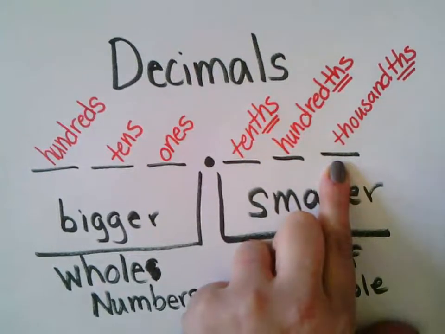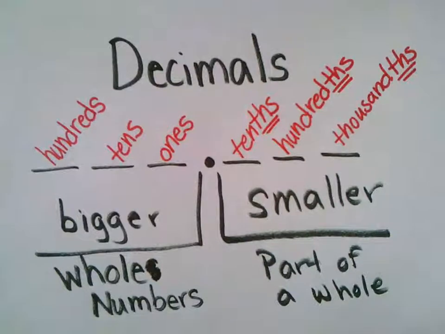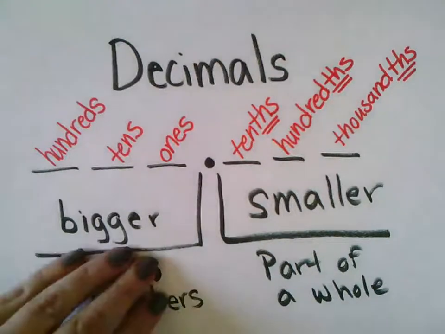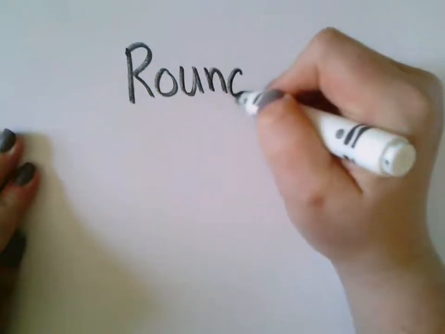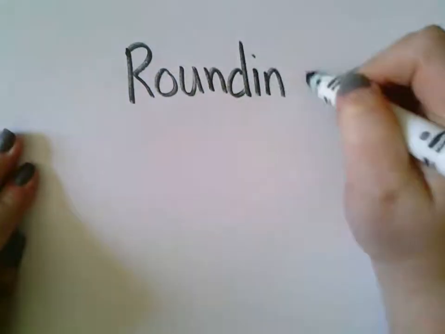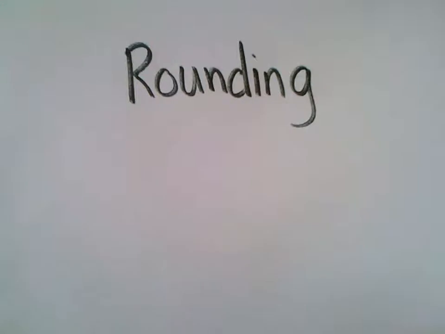So now we have all of our place values listed. If I was you, I would keep this somewhere close so that when we're rounding our decimals, you have a reference to your place values. So now let's practice rounding some decimals. So let's talk about rounding. So remember, rounding is when you're making the number simpler, but you're not really changing the value too much.